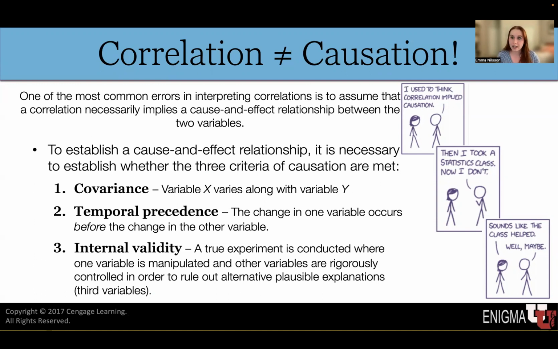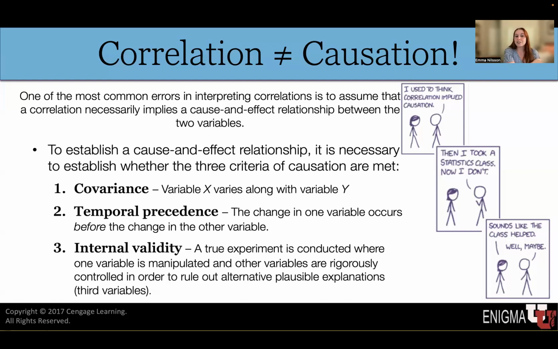If we wanted to establish a cause and effect relationship, we could, but we would need to make sure that the three criteria of causation are met. First is covariance, that variable X varies along with variable Y, and covariance is one of the things we measure with correlation. However, correlation does not measure these second two. Temporal precedence means that the change in one variable occurs before the change in the other variable, which is necessary if there's a cause and effect relationship, right? One of the variables has to change, and then that makes the other variable change.